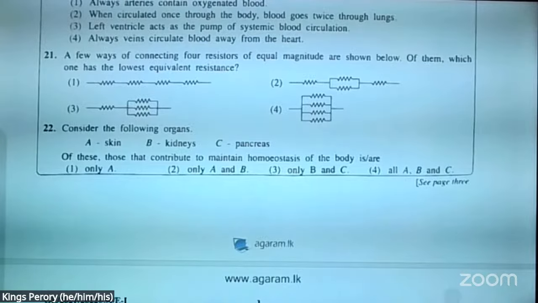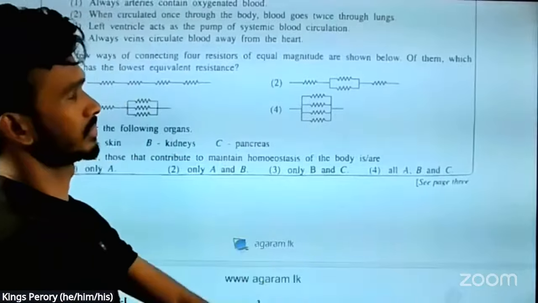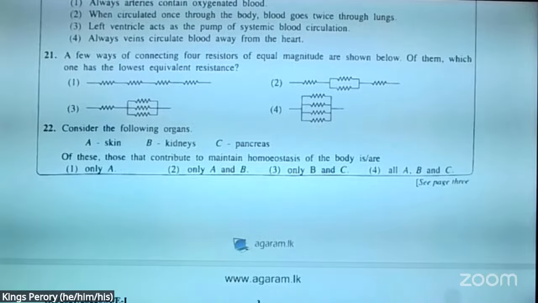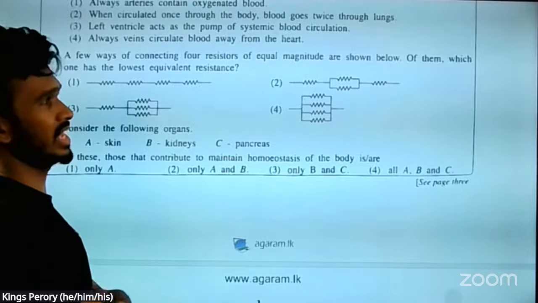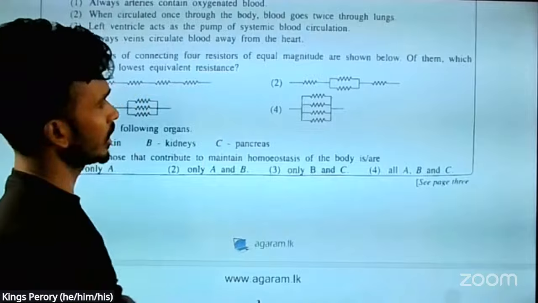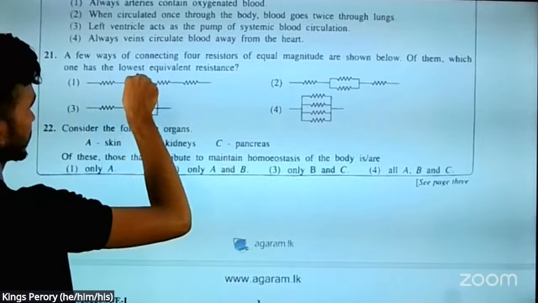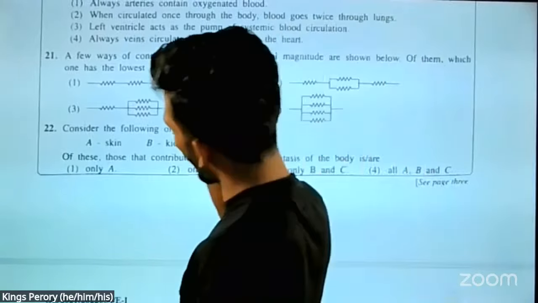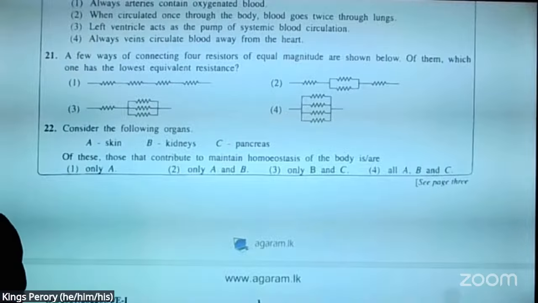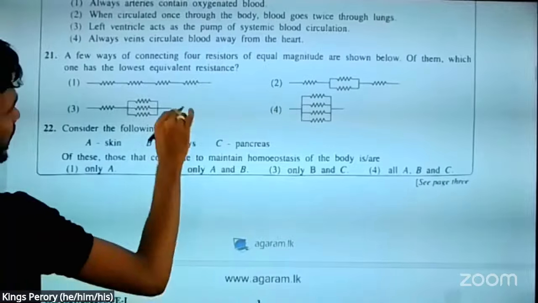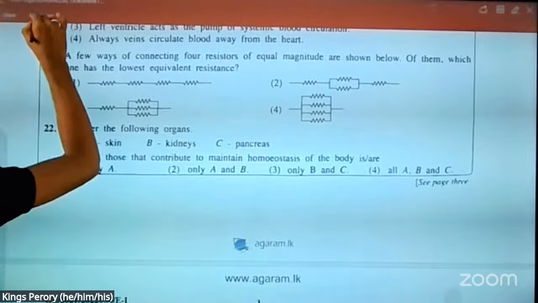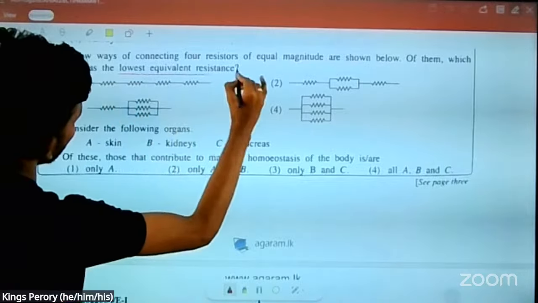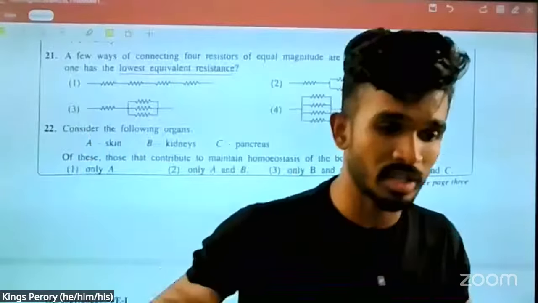Question number 21. This is a question that we discussed in our Physics seminar as well. A few ways of connecting four resistors of equal magnitude are shown below. Four resistors, all four equal in magnitude. Of them, which one has the lowest equivalent resistance? Listen, shortcut.